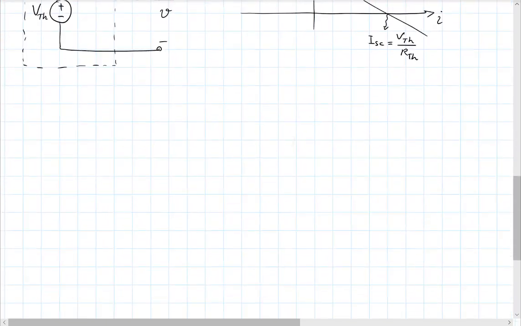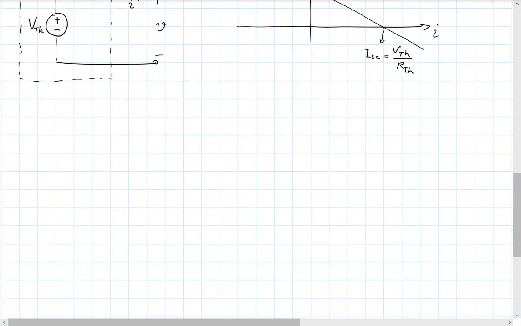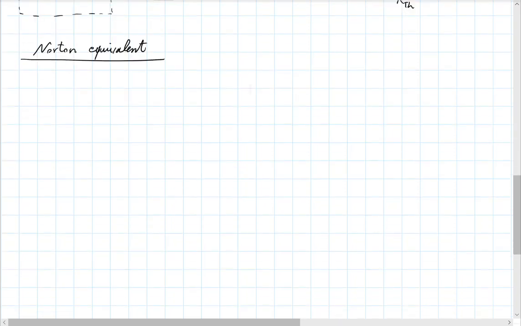And we also saw that you could do a similar reduced representation of a circuit in the Norton equivalent form. So Norton equivalent would be very similar, but it would use a current source, an independent current source. And that would be in parallel with a resistor. And you would call this R Norton.